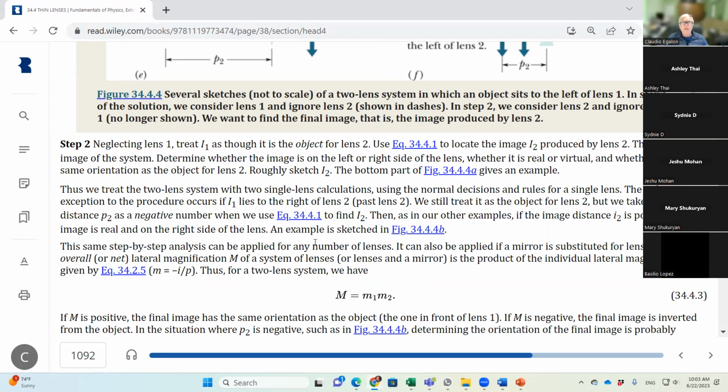If you're using just a single lens, no. Okay? If you're using just a single lens or a single mirror, no. But if you combine lenses, yes. Okay? If you combine lenses, yes, it's possible.